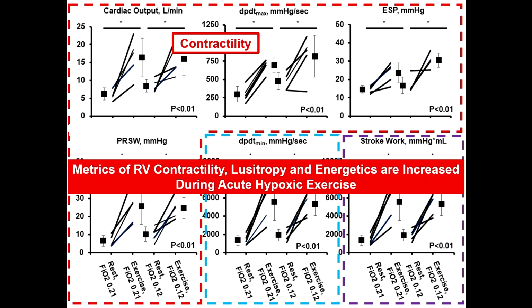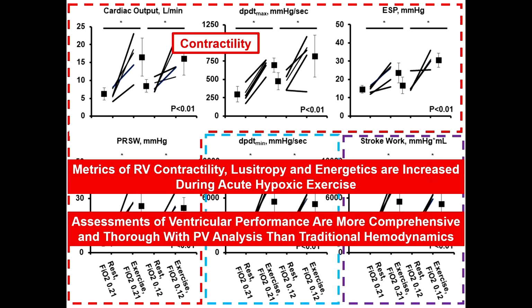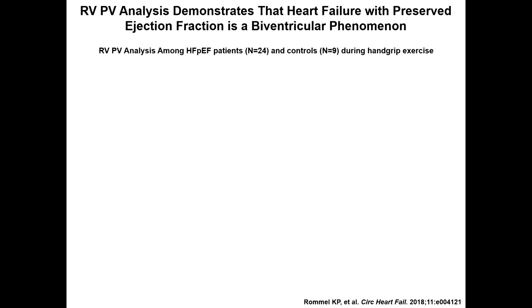And one of the things that we learned from this type of advanced hemodynamics is that it's not just that the right ventricle is normal, it actually significantly augments contractility, lusitropy is significantly increased, and myocardial energetics when you exercise or when the body is stressed, when metabolic demand increases in response to a hypoxic scenario. So I would argue that assessments of ventricular performance are more comprehensive and thorough with incorporation of these next generation types of invasive hemodynamic assessments.